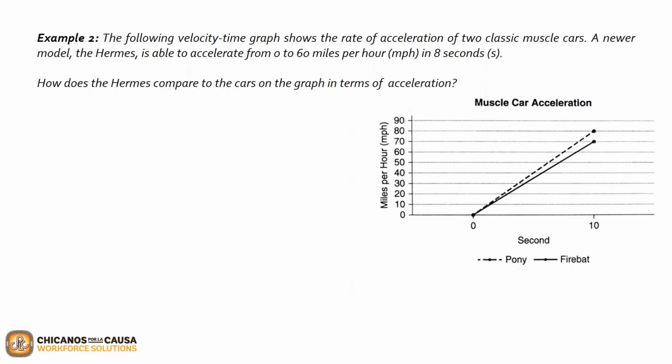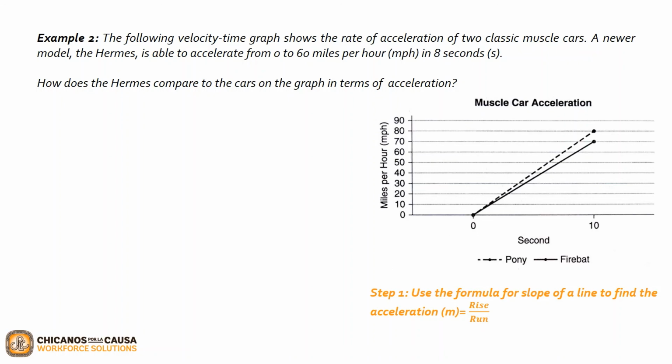So like always, of course, we're going to follow our steps to solve this problem. So step 1, we're going to use the formula for slope of a line to find the acceleration. So this puts rise over run.